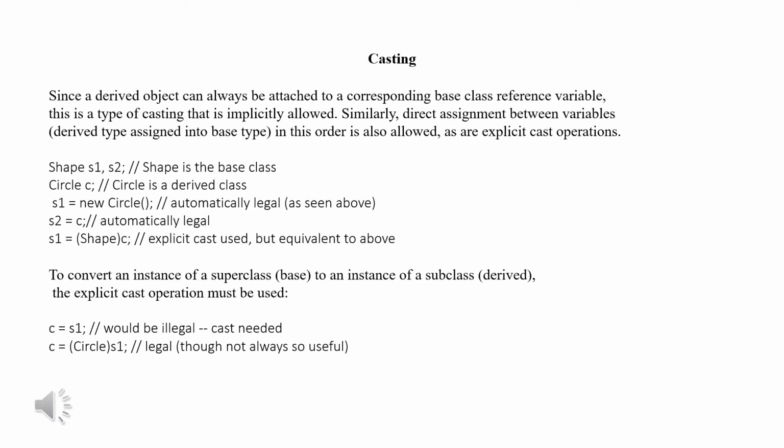So in order to convert an instance of a superclass to an instance of a subclass, the explicit cast operation can be used, right? For example, for shape S1 and circle C, C equals S1 is illegal, but C equals a circle S1, as you see, because its explicit cast is completely legal.